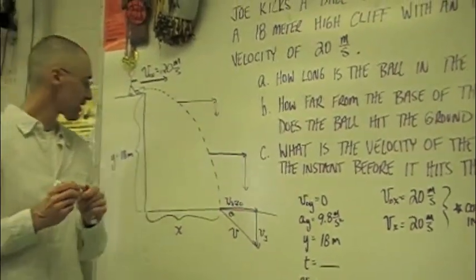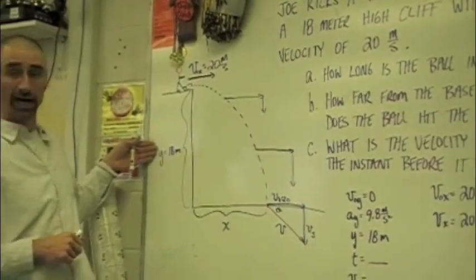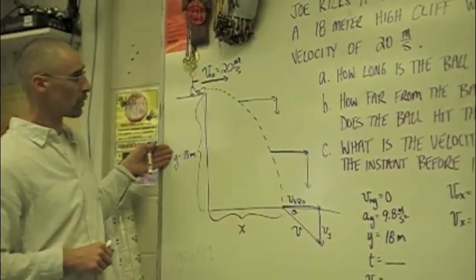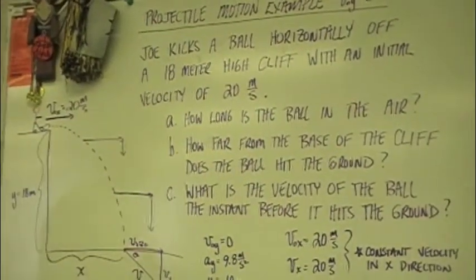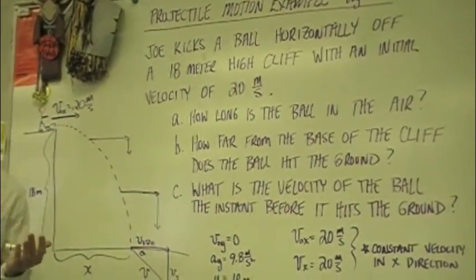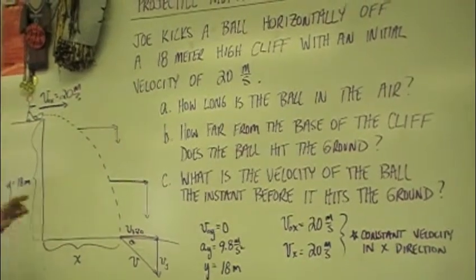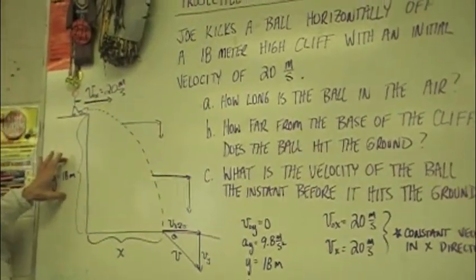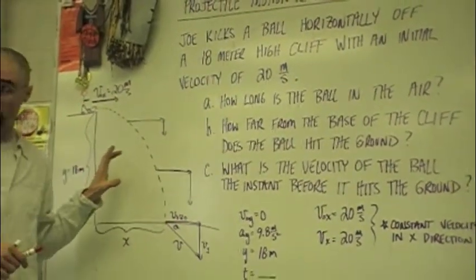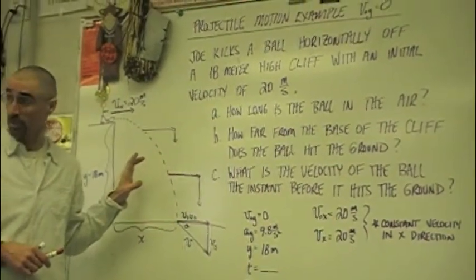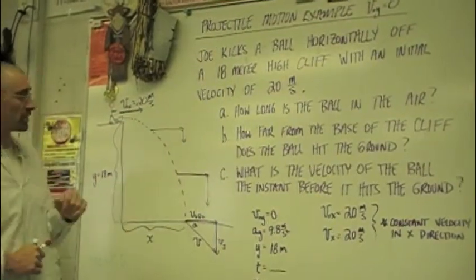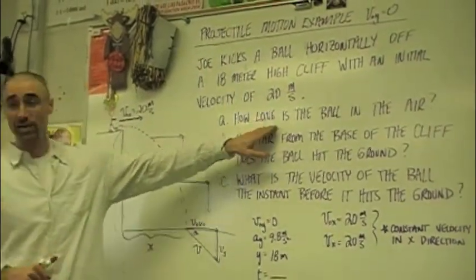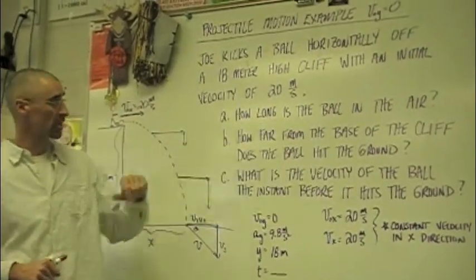We have a cliff that's 18 meters high, and we're going to answer these questions. How long will the ball be in the air? What's going to influence how long the ball is going to be in the air? Basically how high it is, and acceleration due to gravity, right? Now we're going to assume there's no air resistance like we do in almost every problem, and so we can figure that out really easily using some kinematic equations.